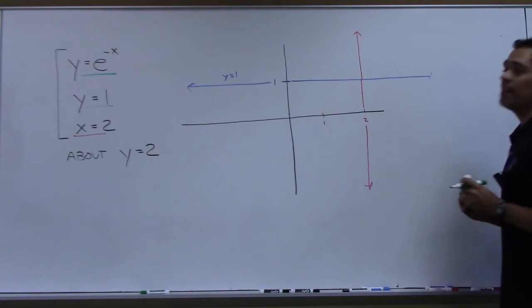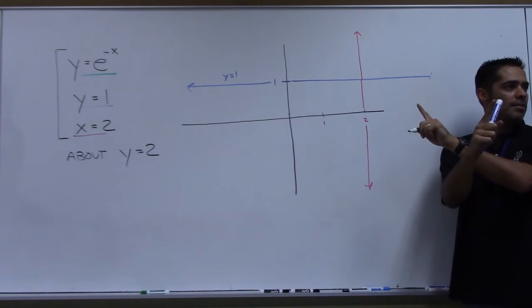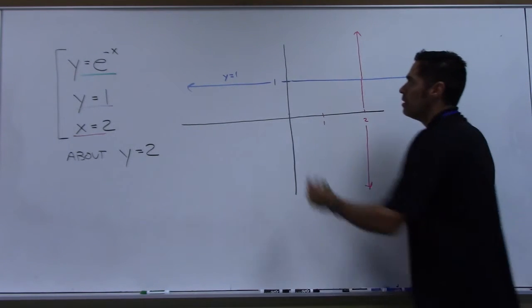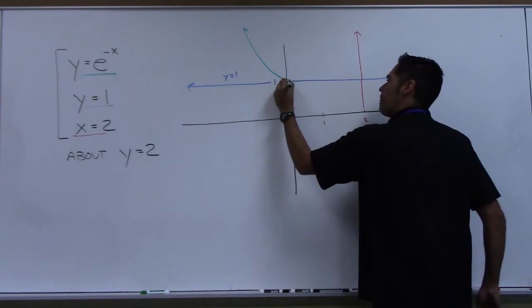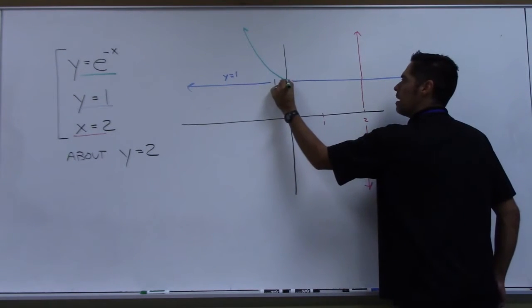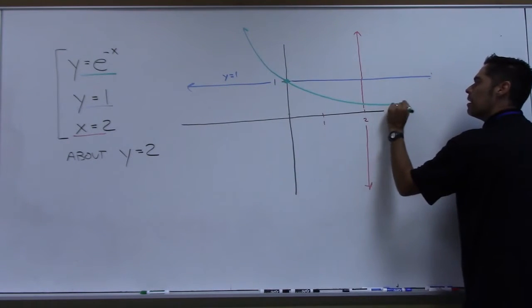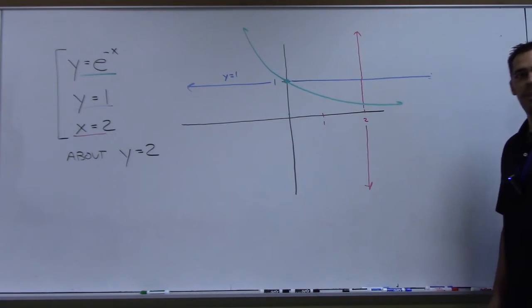All right, e to the negative x, what does that look like? It's e to the x flipped over the y-axis. It's the reflection of e to the x. So it goes up like this. Never hits the x-axis, right? So it comes down and something like that. E to the negative x. Yep.